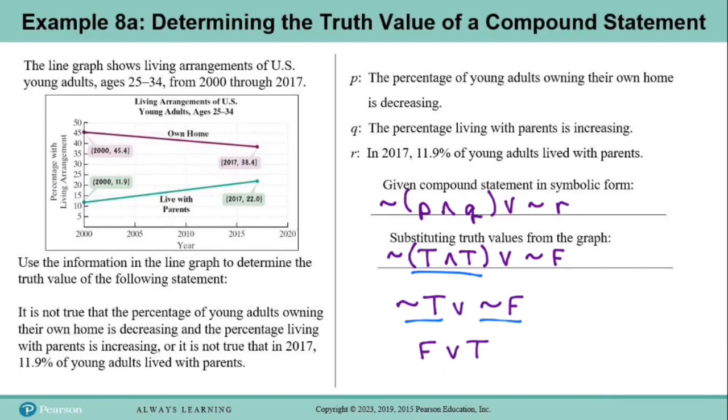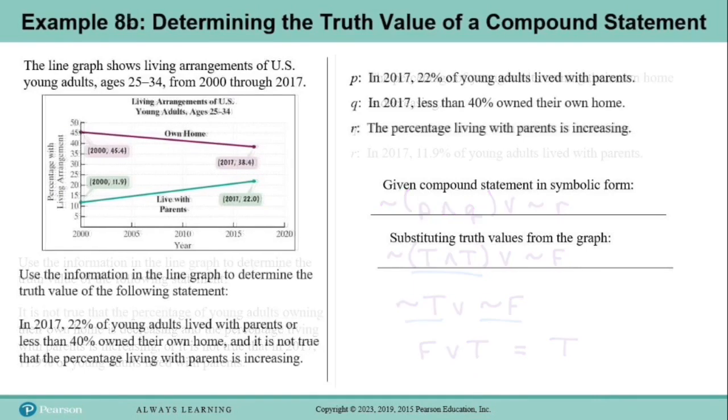So our or statement is true if one or both components are true. And so here we do have one true component, and so the overall statement is true. And now let's look at part B together. So this involves the same graph, but this time the statement is different. So let's read the new statement.